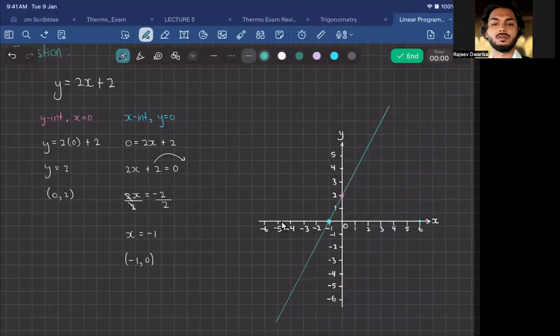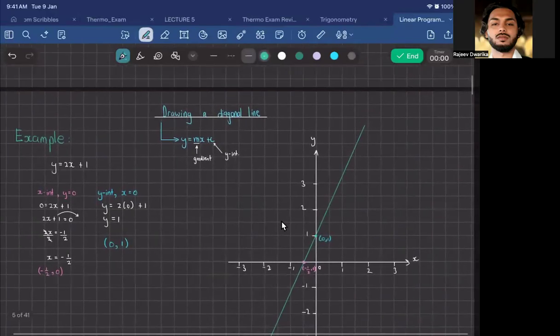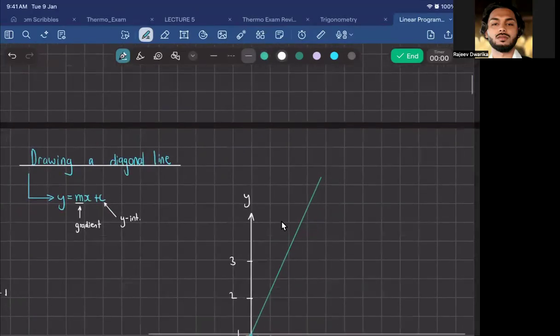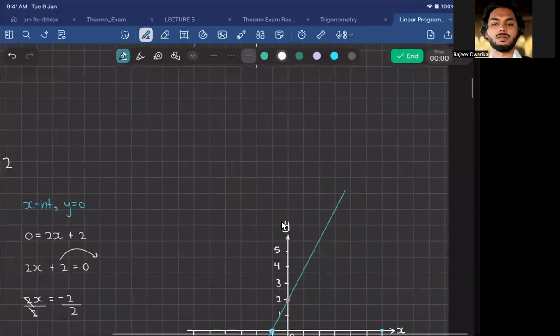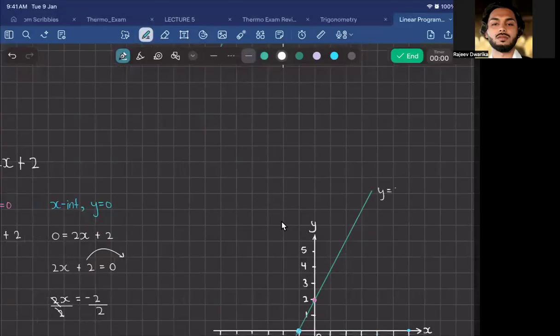Oh, and I believe I forgot to label this one. So every time you draw a line, you are supposed to put the equation of that line. So this equation was y is equal to 2x plus 1. So don't forget to do that. After you draw a line, put on the equation for that line. This would be y is equal to 2x plus 2.